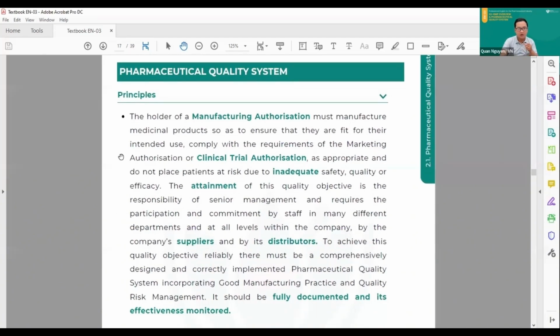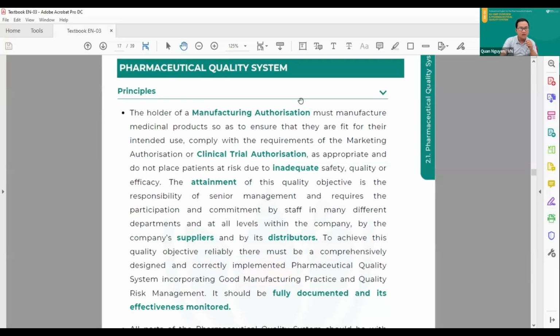Okay, so in here we have the first part of the pharmaceutical quality system. The section on the screen is the content in the EudraLex Volume 4, Chapter 1, about the principles of the pharmaceutical quality system.